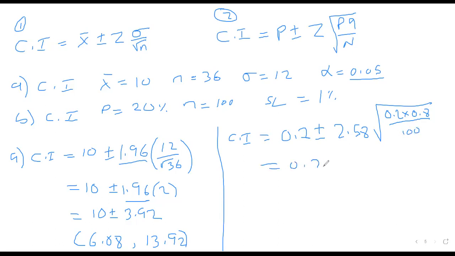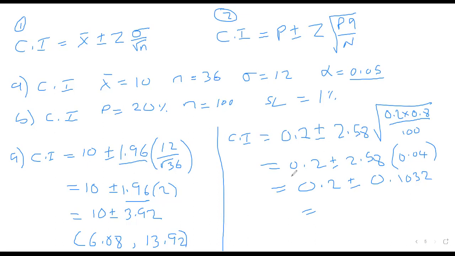So here we're going to have 0.2 plus minus 2.58. So here, what is 0.2 times 0.8 divided by 100? Then you square root it. What are you getting? I'm getting 0.04. When you multiply this one by this, what are you getting? 0.1032. When you subtract this minus that, what are you getting? 0.0968.